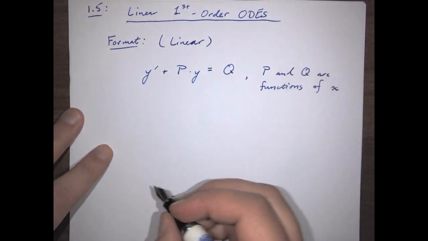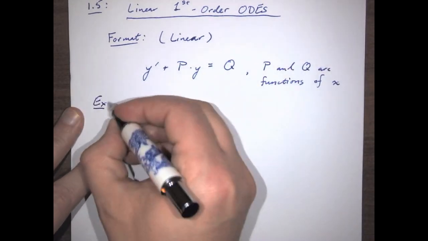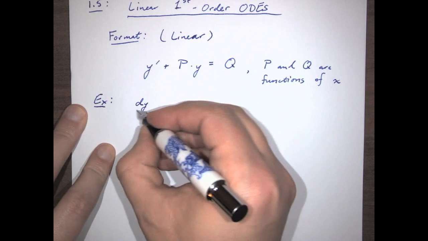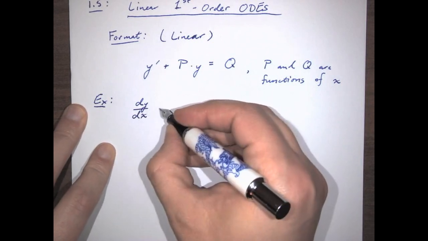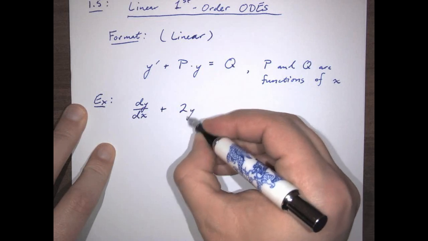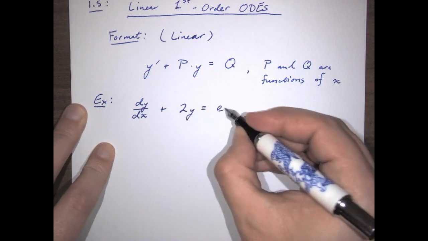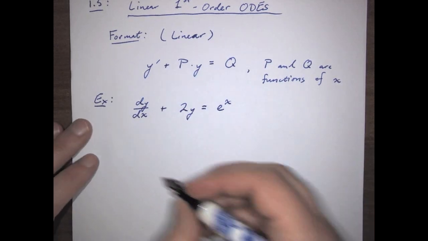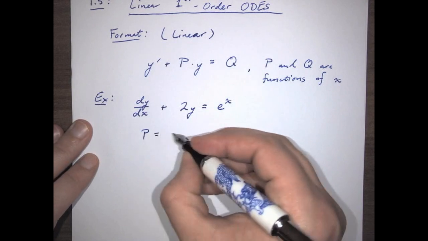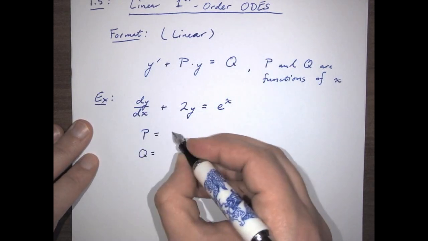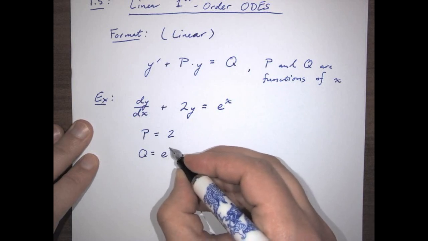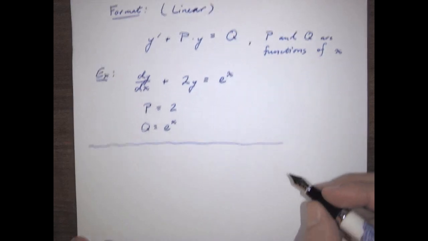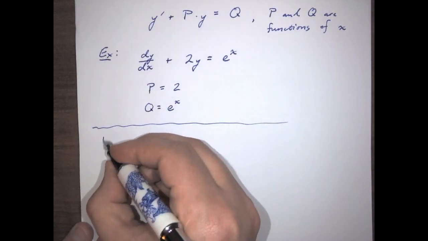An example of a linear differential equation along these lines would be something like dy/dx plus 2y is equal to e to the x. So this is an example of just such a thing. Here the roles of p and q will be played by 2 and e to the x. So this is the format, this is an example, and now let's discuss the technique that we're going to use.